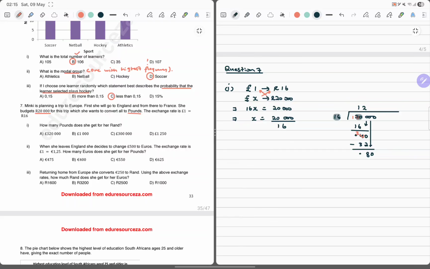The times table, guys. 16 times 4 is 64, right? And then we put another 16 there. What do we get? 80.